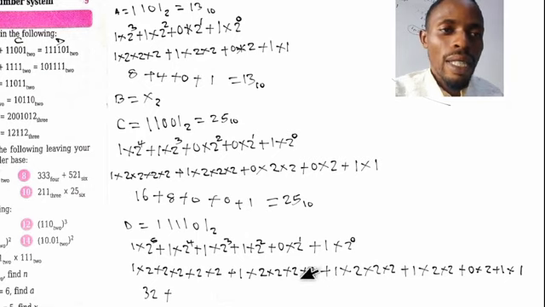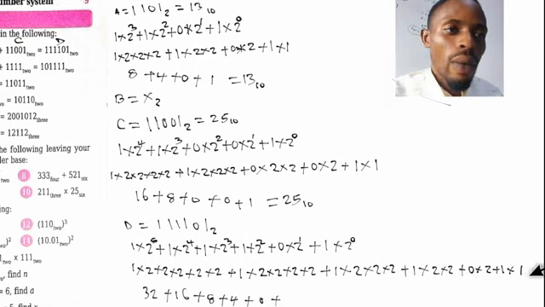Here we have 16 plus, and the next one, that is 1 times 2, that is 2 times 2, that is 4 times 2, we have 8. Here we have 8 plus. And next one, that is 1 times 2, that is 2 times 2, we have 4, and plus, and here we have 0 times 2, we have 0, plus, and here we have 1 times 1, we have 1.